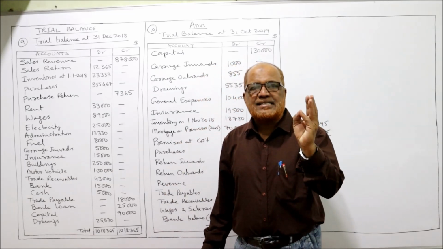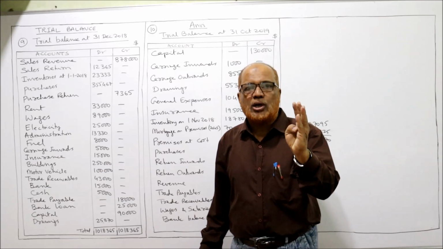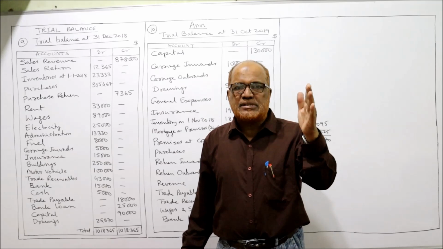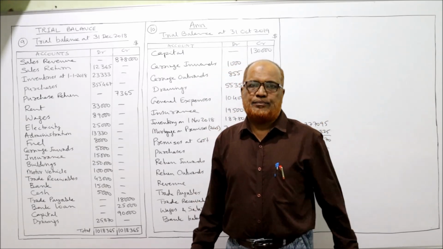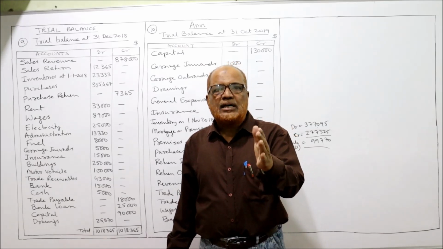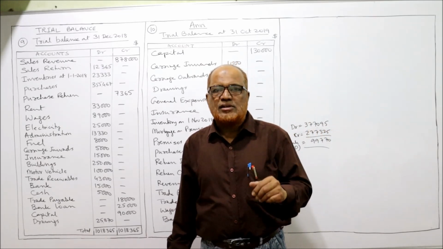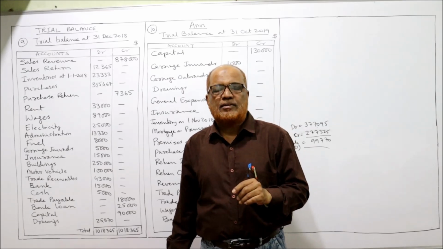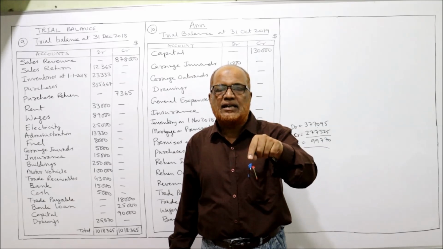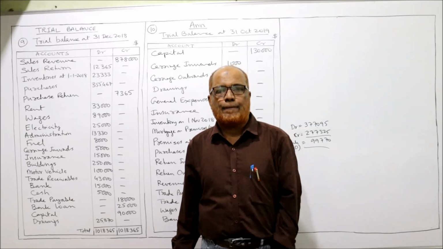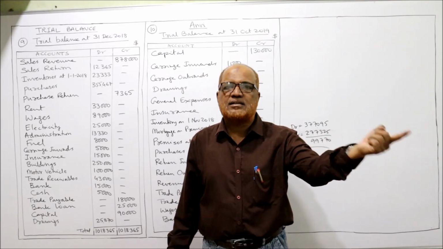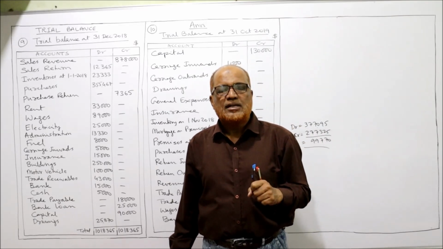Remember, all assets, expenses, losses go in the debit column. All liabilities, incomes, gains go in the credit column. The next one is capital or equity, always a credit balance. Drawings, debit balance. Sales revenue, credit column. Sales return or revenue return, debit column. Purchases, debit column. Purchase returns, credit column. Right?